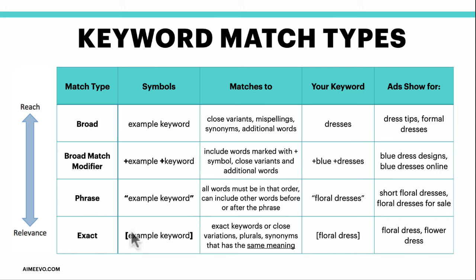Exact match is denoted in brackets, and in 2018, Google made changes to the way exact match keywords work. With exact matches, your ads are now shown to people who are searching for that exact keyword, including close variations, plurals, and synonyms that have the same meaning. For example, if you bid on exact match [floral dress], your ads will show up for searches like floral dresses and flower dress. So exact match isn't really exact anymore.